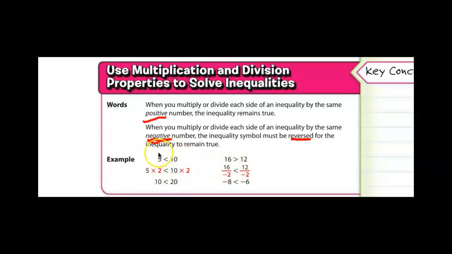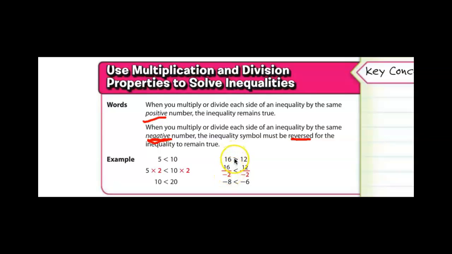Here's an example of a positive. If we have 5 is less than 10, 5 times 2 is positive 10, and 10 times 2 is positive 20. And 10 is still less than 20. But if you have 16 is greater than 12, and we divide by negative 2, that's negative 2 groups, then that's going to end up turning this number into a negative 8.